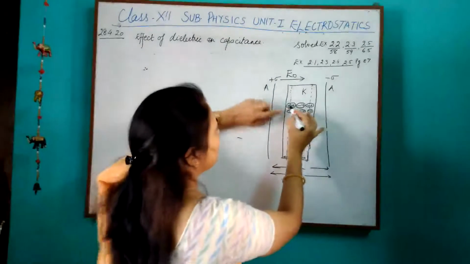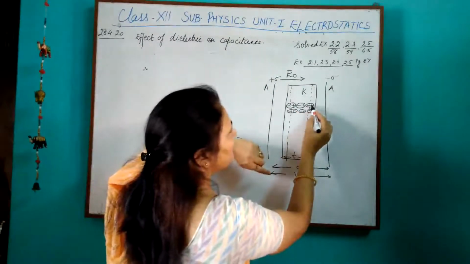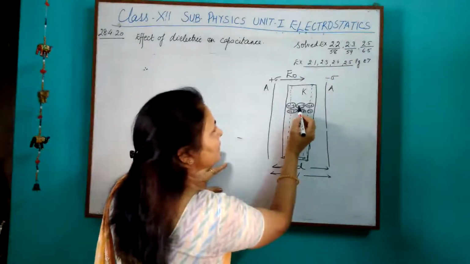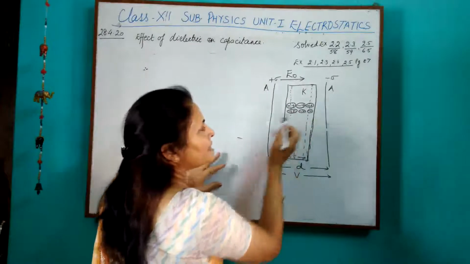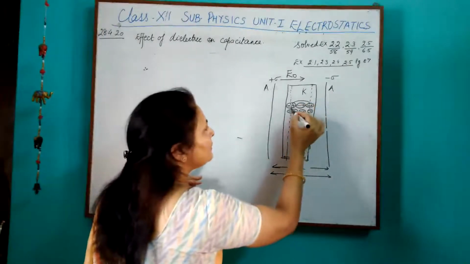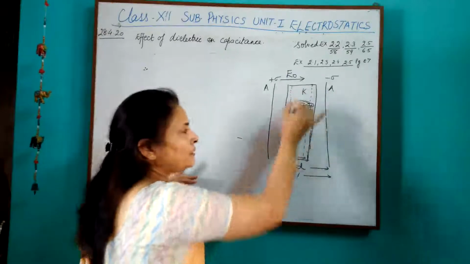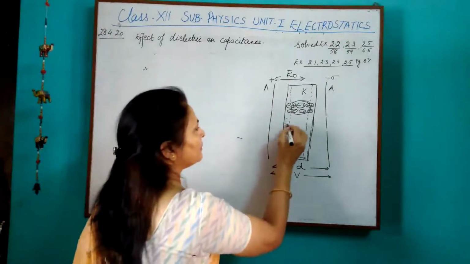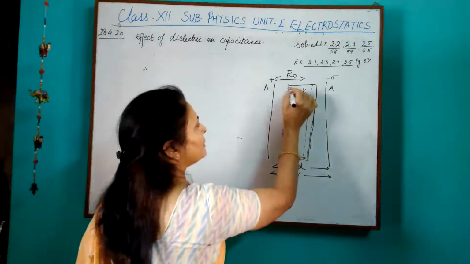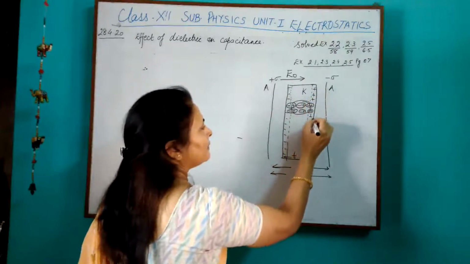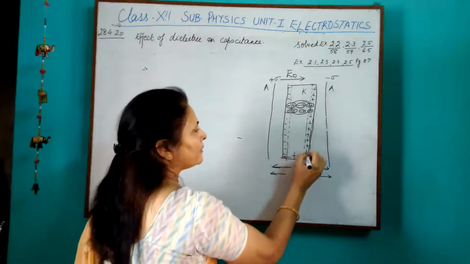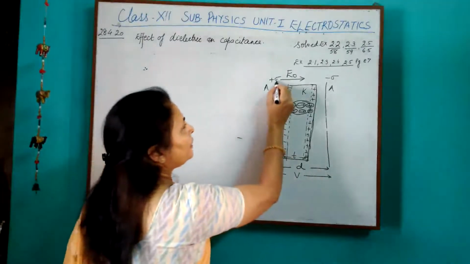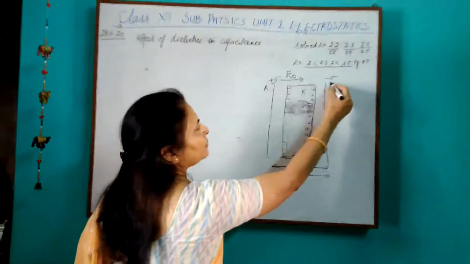Now see, this is a negative charge, this is a positive charge. These are in pairs, plus minus, plus minus, plus minus, plus minus. These are going to cancel each other. This is throughout the slab. And a net negative charge is here and a net positive charge is here.